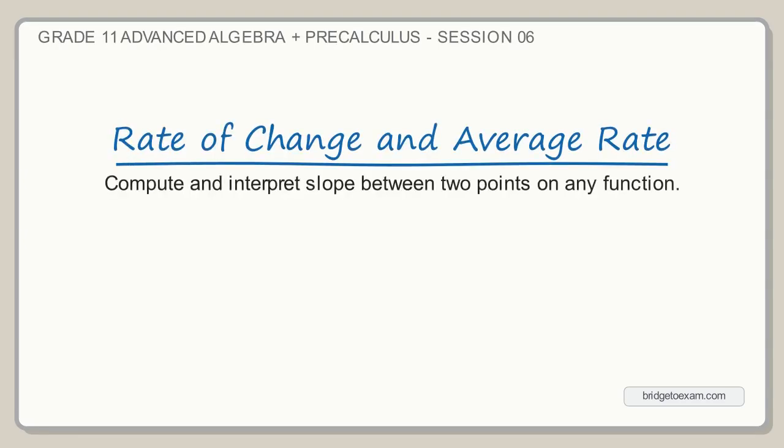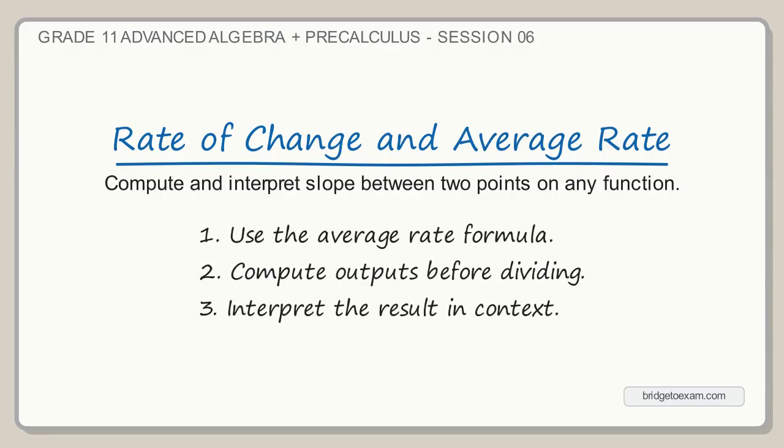Welcome to Session 6 of Grade 11 Advanced Algebra and Precalculus. Today we study rate of change and average rate. The focus is to compute and interpret slope between 2 points on any function. By the end, you should be able to do these three things.